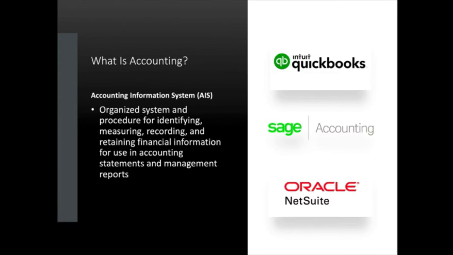So what is accounting? Well, accounting relies upon an information system. And sometimes what we mean by information system is, of course, a software program, which is an information system, but it doesn't have to be a software program. Remember, accounting has existed and been useful to business for generations and generations before computers were ever invented. So therefore, an accounting information system is simply a system and procedure for identifying, measuring, recording, and retaining financial information for use in accounting statements and management reports.